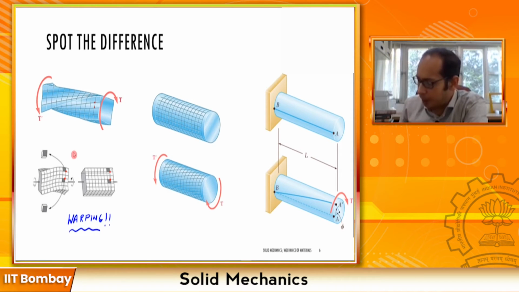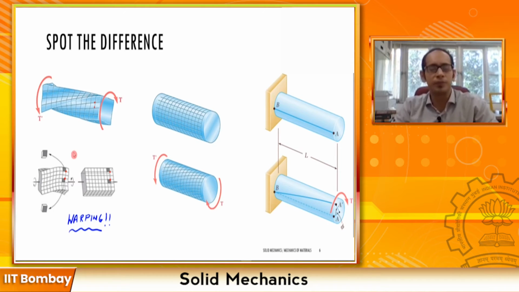Warping essentially means that the cross sections which were perpendicular to the longitudinal axis, after you have applied the force or the moment or the torque in this particular case, that cross section is no longer perpendicular to the longitudinal axis. It undergoes some kind of deformation. Some points have moved to the right, some points have moved to the left, and this leads to the phenomena of warping. Now the phenomena of warping and how it is associated with the torque you will learn probably later in an advanced solid mechanics course.